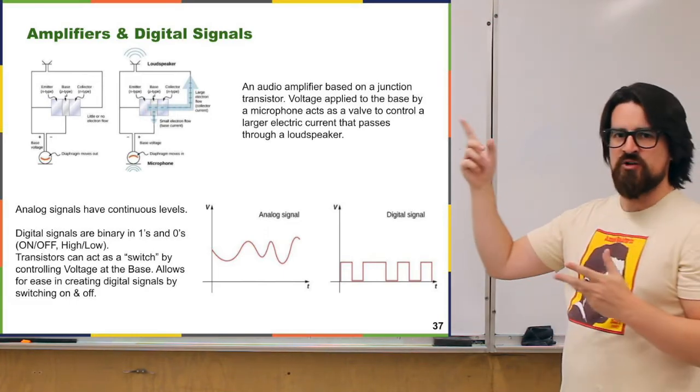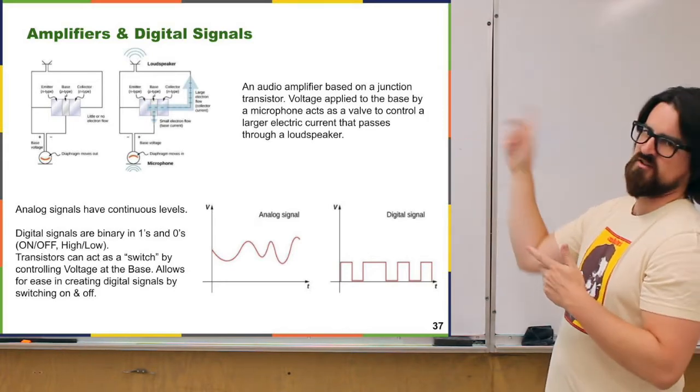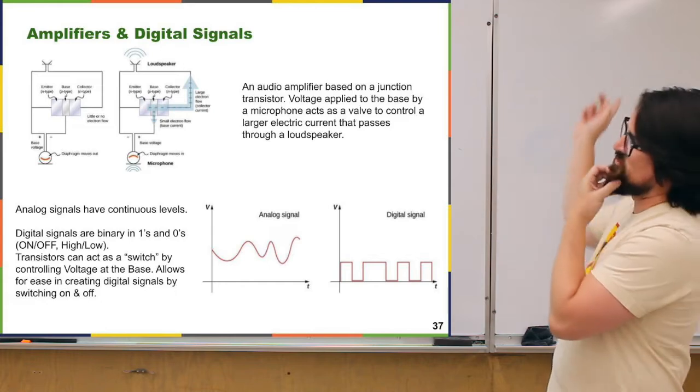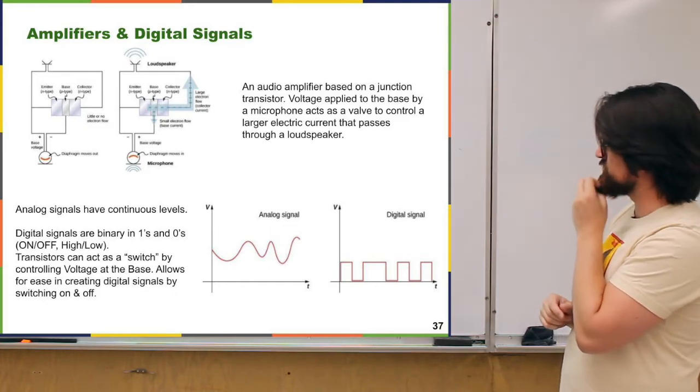Something like 10 to 100 times that current will then start flowing from the collector to the emitter, or the emitter to the collector, depending on how it's set up. But you essentially get 10 to 100 times that current flowing in this top part of the circuit.